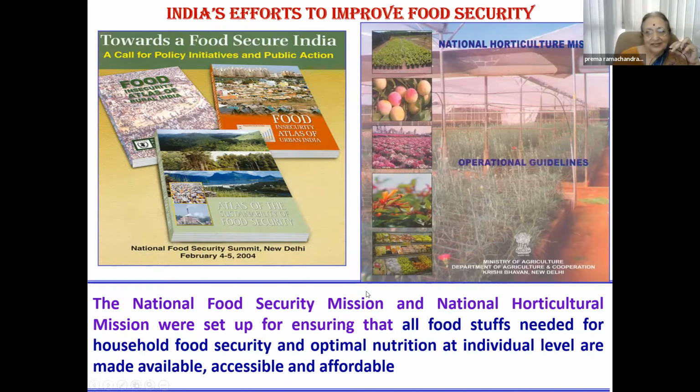We also managed, therefore, when the next effort came, we focused on food security mission, which had two components. That is, one is food production of cereals and the other food production of micronutrient-rich vegetables, so that all foodstuffs needed for household food security and optimum nutrition is available not only at the national and state level, but also at the household and individual level, accessed and affordable.